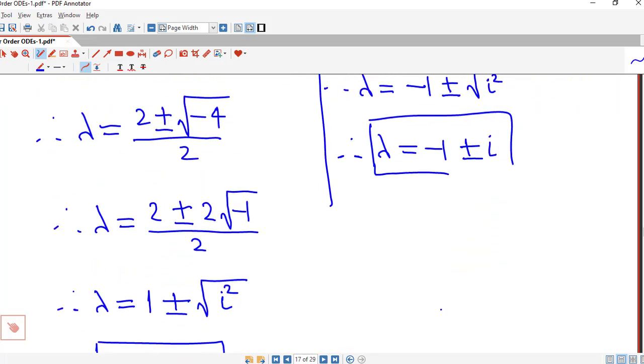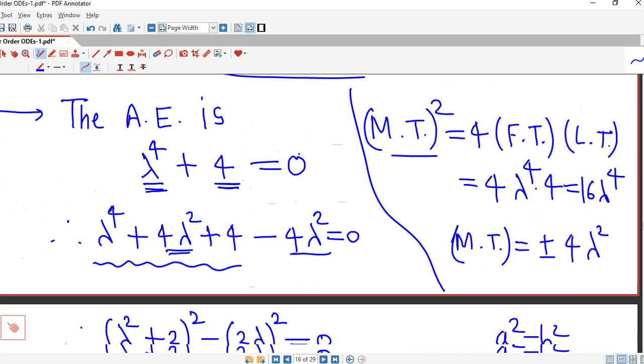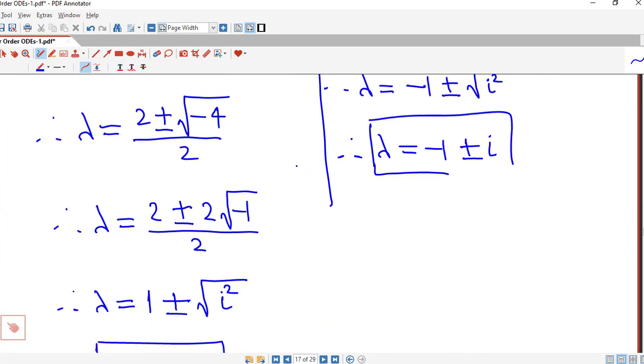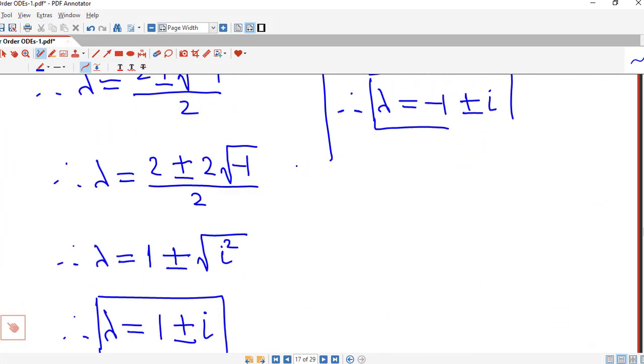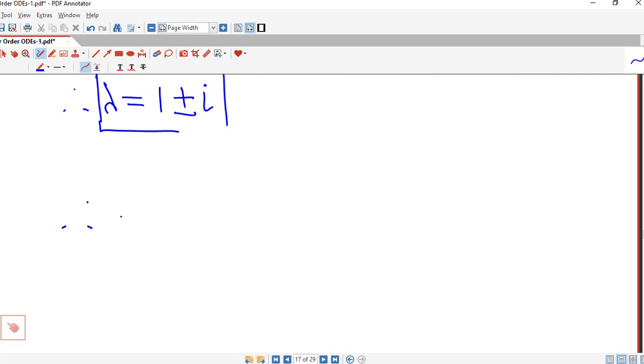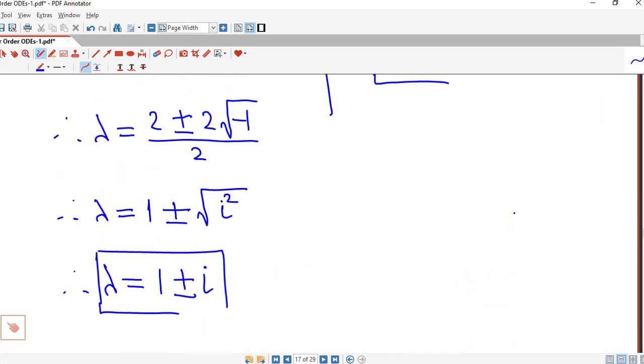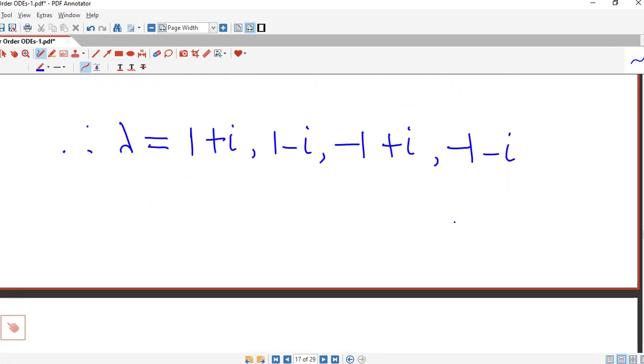So we have different complex roots: λ equal to 1 plus or minus i, and λ equal to minus 1 plus or minus i, and our equation is of fourth order. So we have 4 complex roots or 2 complex pairs. That is, λ equal to 1 plus i, 1 minus i, minus 1 plus i, and minus 1 minus i. These are the roots of the auxiliary equation. So there are 4 complex roots and all are different.